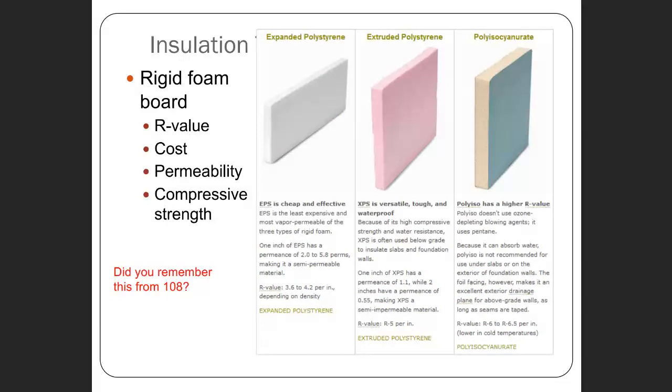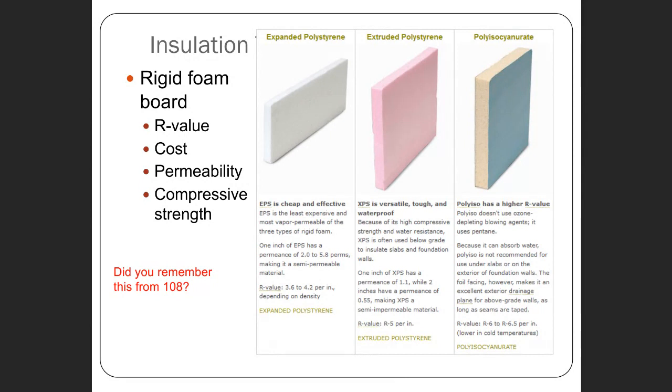Okay, we were talking about rigid board insulation. A couple major types here, right? This extruded polystyrene is what we are likely to see in our exterior sheathing or our below grade wall insulation or under slab insulation. It has an R value of roughly 5 per inch, and has high compressive strength and water resistance.